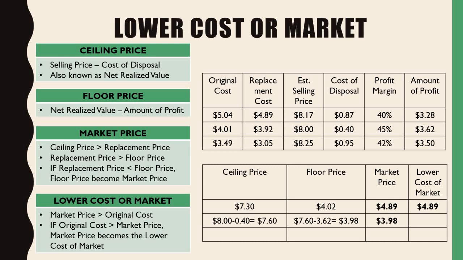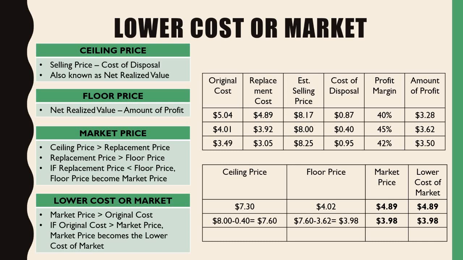So now the last one is the last question. Which one's lower? Original cost of $4.01 or my market cost of $3.98? 398 is your lower one. Okay? So that means if for any reason that you end up getting your market to be lower than what you originally purchased it, that's where you're going to have to adjust your inventory.